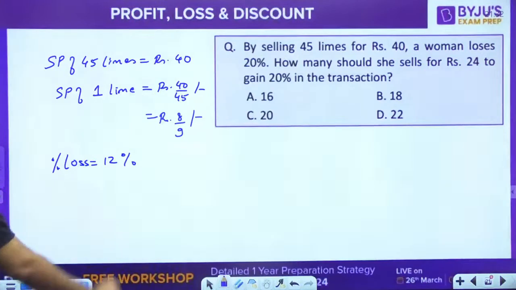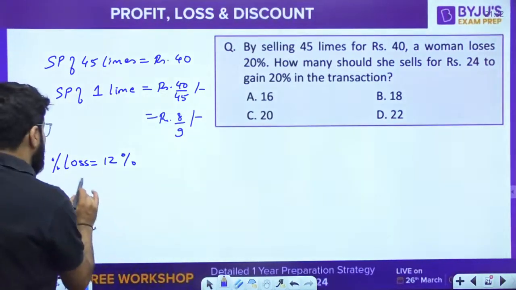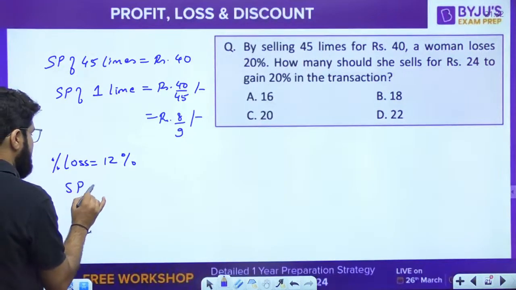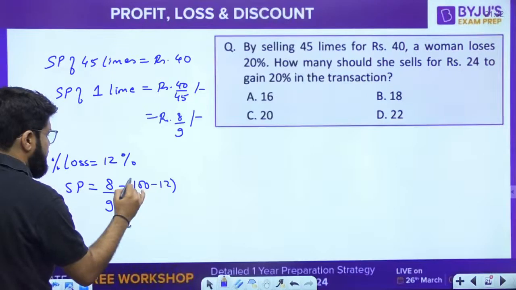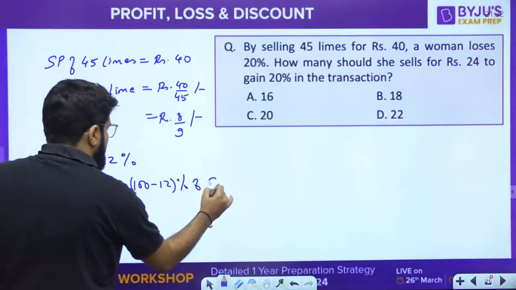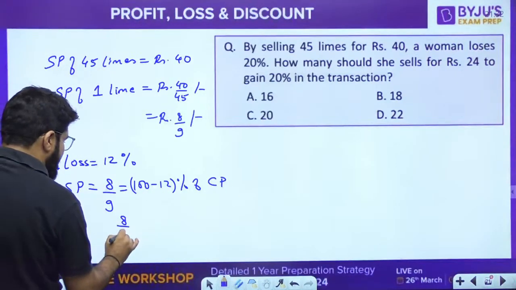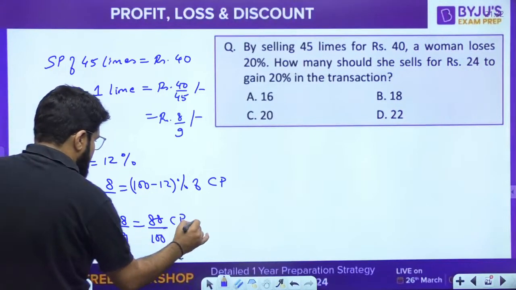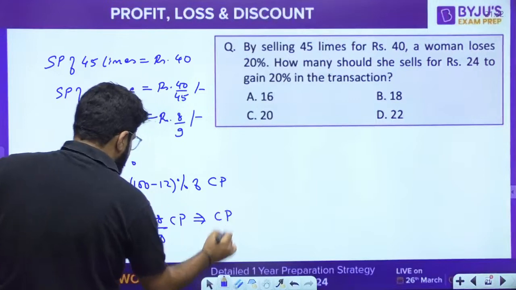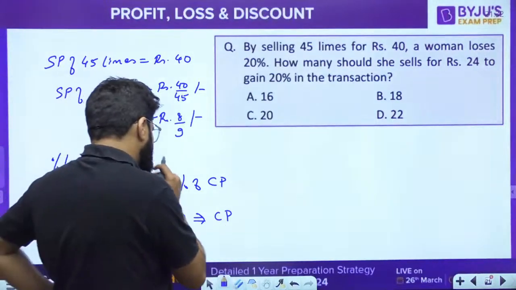At this selling price there is a loss of 12%. That means the selling price, which is 8 by 9, should be 100 minus 12% of the cost price. So 8 by 9 is 88 by 100 of the cost price. So what is the value of the cost price?